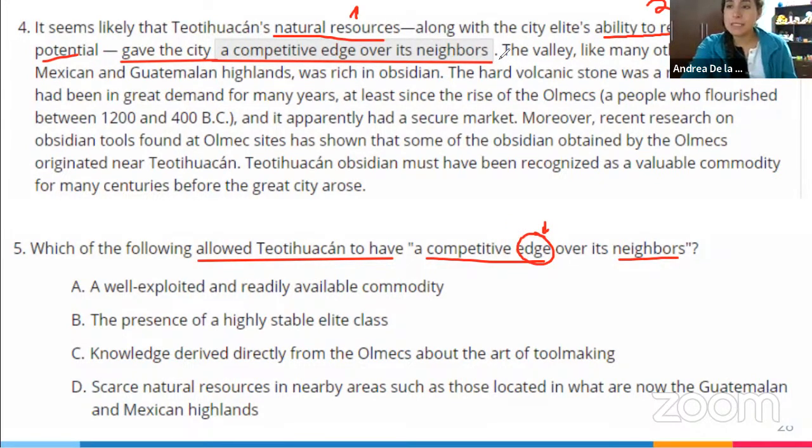And finally, the third step is to now read the options and try to look among these options for the one that is the closest to what you found. Unfortunately, it's very unlikely that you will have an option that says the same, in the same words, that says Teotihuacan's natural resources along with the city elite's ability to recognize their potential.